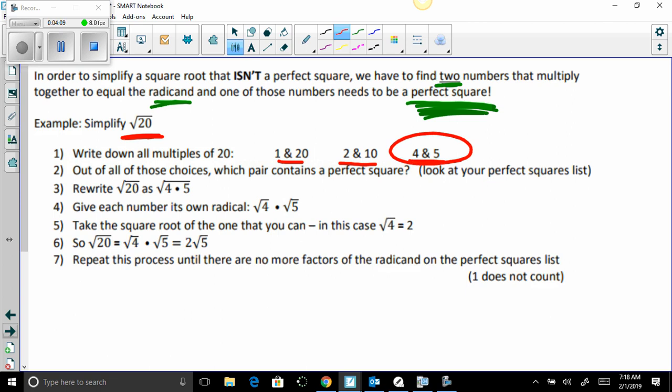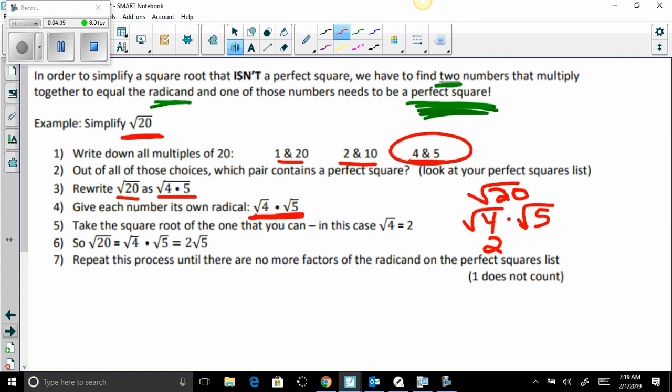4 is a perfect square. So I rewrite radical 20 as radical 4 times radical 5. Each radicand gets put under a radical. So the square root of 20 is the square root of 4 times the square root of 5. Then simplify the radicals if you can. What is the square root of 4? Well, it's 2, and I lose the radical sign because it's a perfect square.